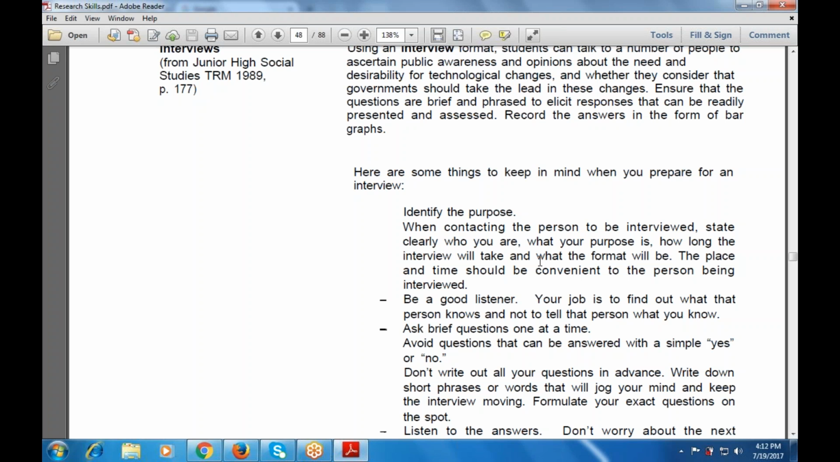Avoid the questions that can be answered with simply yes or no. This is the next point. So avoid the questions that can be answered with a simple yes or no. For example, are you able to join right now or tomorrow? If a person says yes, then tell me the reason. If the person says no, tell me the reason. So that avoids the questions with a simple yes or no.